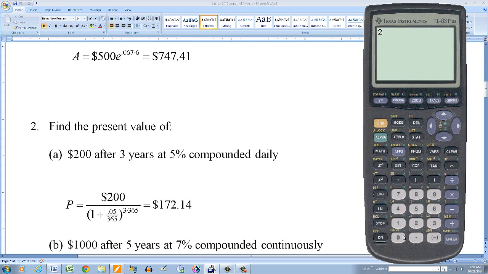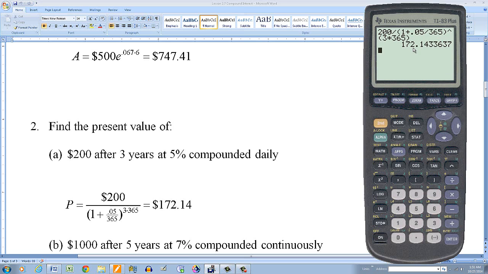So $200 divided by, parentheses, 1 plus 0.05 divided by 365. Let the calculator do all of that for me. Close parentheses, and then my exponent is going to be 3 times 365. You can multiply it ahead of time, but I'll just let the calculator do it. So I'll put parentheses here, 3 times 365, close parentheses, hit enter, and I get 172.14. So $172.14.